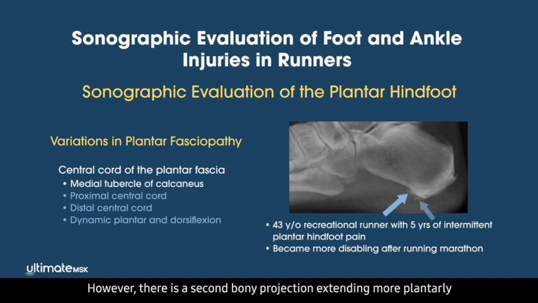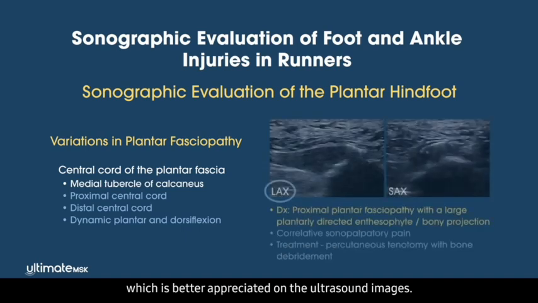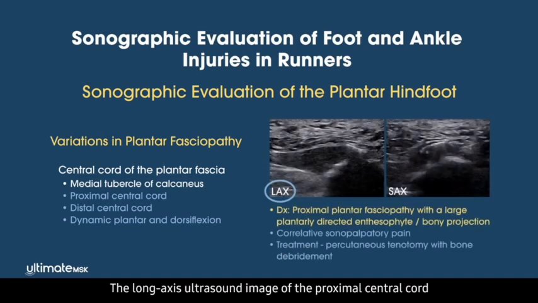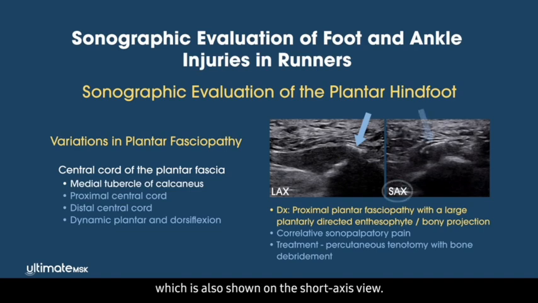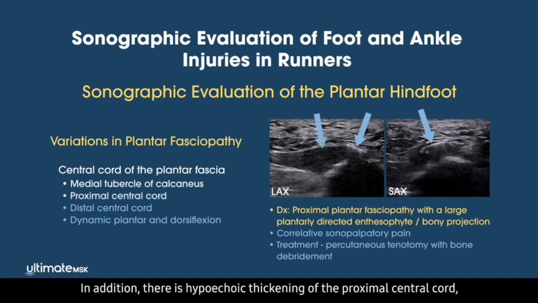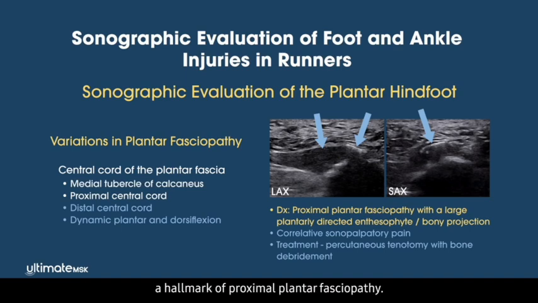However, there is a second bony projection extending more plantarly from the medial tubercle, which is better appreciated on the ultrasound images. The long axis ultrasound image of the proximal central cord at its insertion onto the medial tubercle reveals a large, plantarly directed enthesiophyte, which is also shown on the short axis view. In addition, there is hypoechoic thickening of the proximal central cord, a hallmark of proximal plantar fasciopathy.